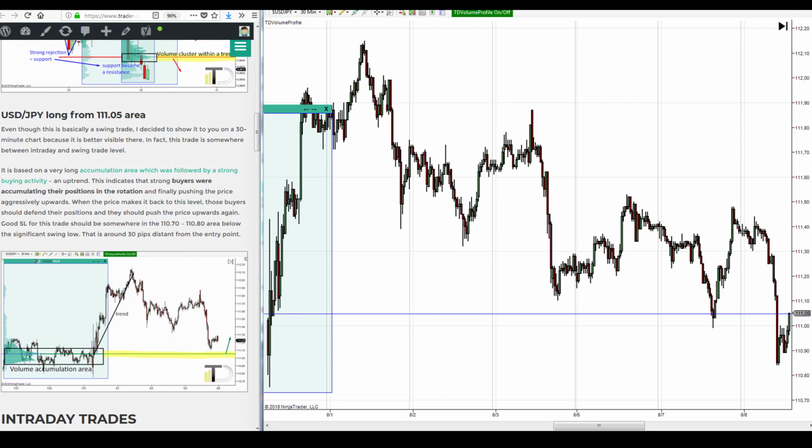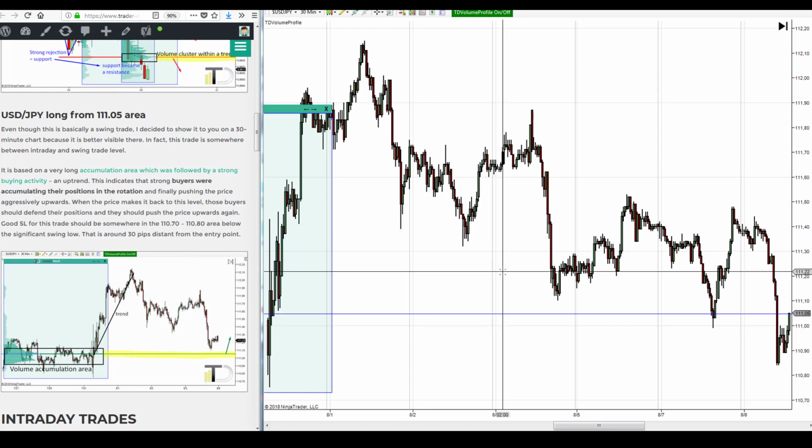So since I started publishing the levels, those were the only swing levels which got hit. Only 3 trades, but all of them were nice winners. So I hope that you guys also took them with me. And let's now have a look at the intraday trades.